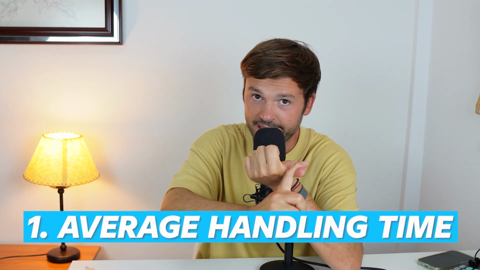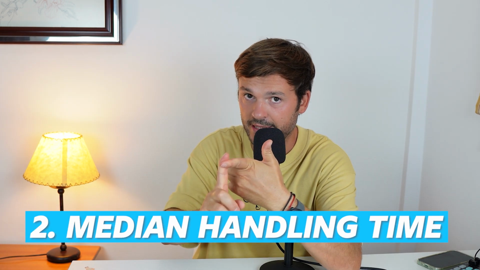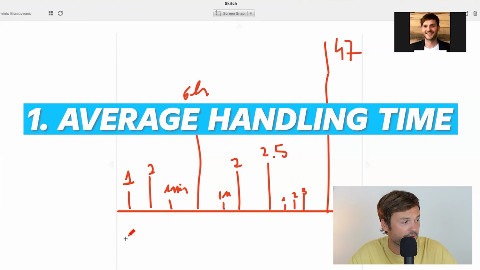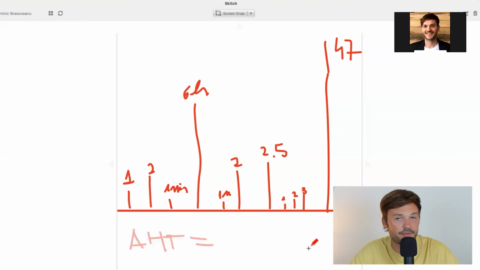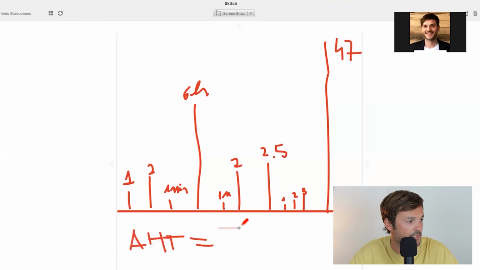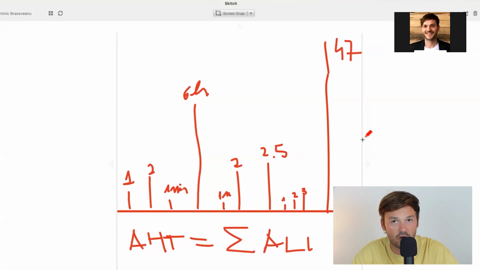We have to understand a key differentiation between two types of data which actually causes the skewing part. The first one is average handling time, and the second one is median handling time. So the difference between the two is very important to understand. Average handling time, AHT. Excuse my drawing skills. This is the sum of everything that I've drawn up here. It's going to be the average of all of these things.